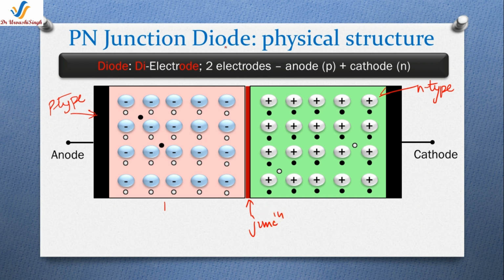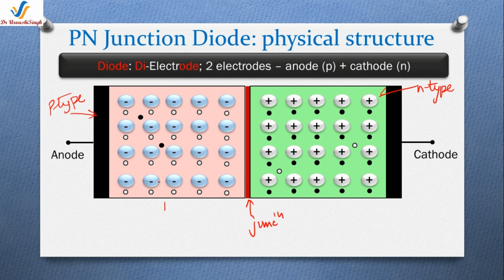And diode is taken from the word dielectrode, meaning two electrodes. So the first electrode is the anode and the second one is the cathode, and these anode and cathode terminals are left open, that's why it is called an open circuited PN junction diode.